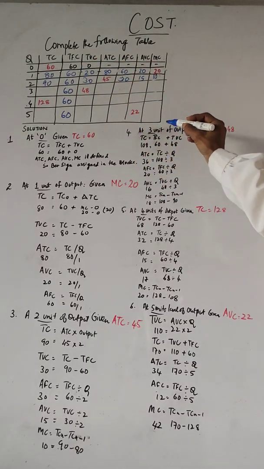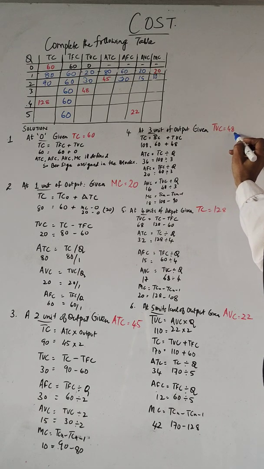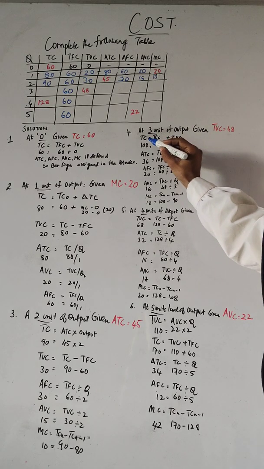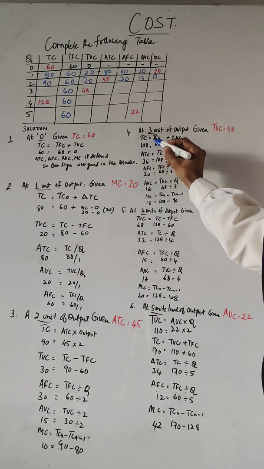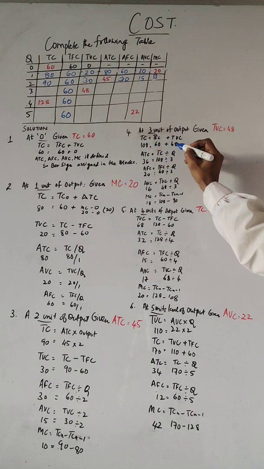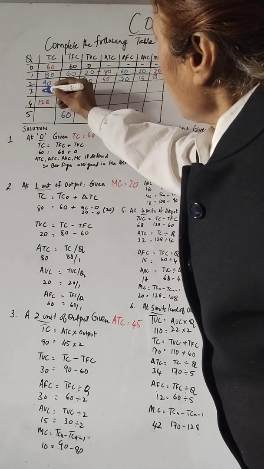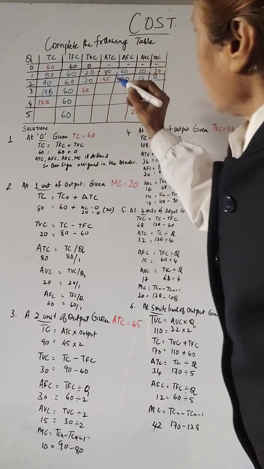Let's work it out at 3 units of output. What is given? Given is total variable cost is 48. So let's just find out the TC. Total cost is total fixed cost plus total variable cost, which is given as 48. So 60 plus 48 is 108. So I'm going to write down 108.